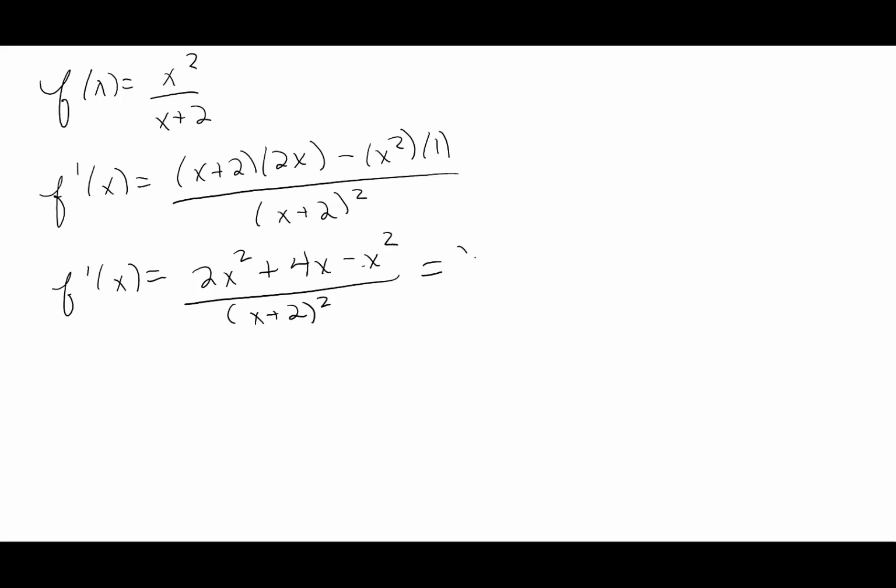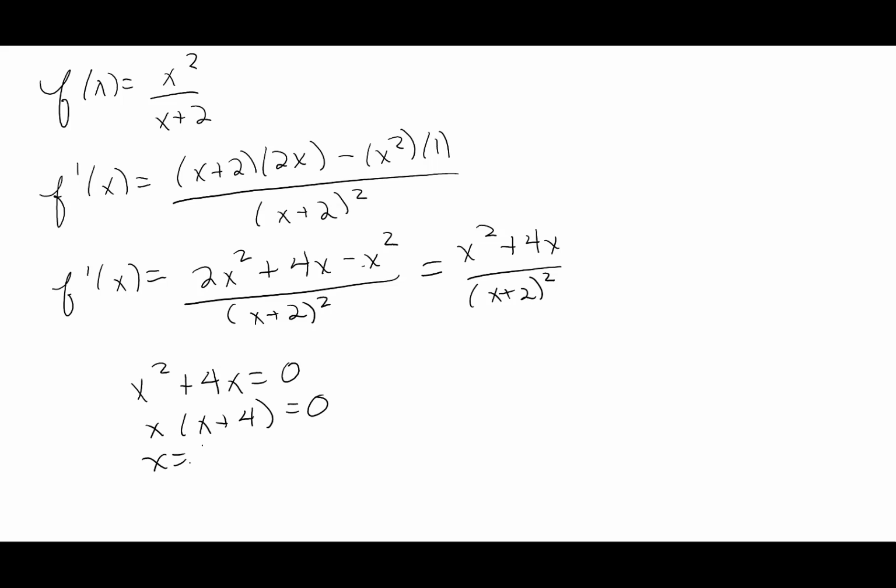2x squared minus x squared is x squared. I still have 4x. I have x plus 2 squared. So at least this one's coming out nice. Setting this equal to 0, I say x squared plus 4x equals 0. I take out an x, leaves me with x plus 4. So I get 0. I get negative 4.